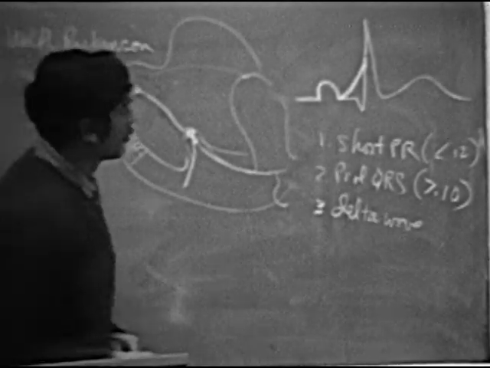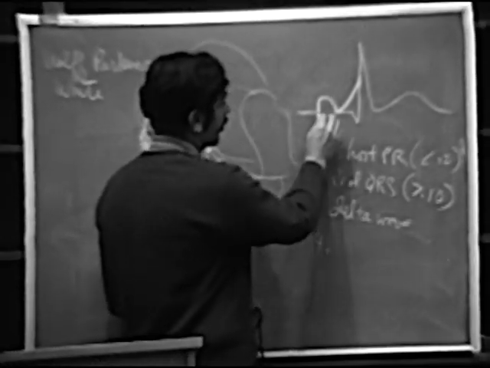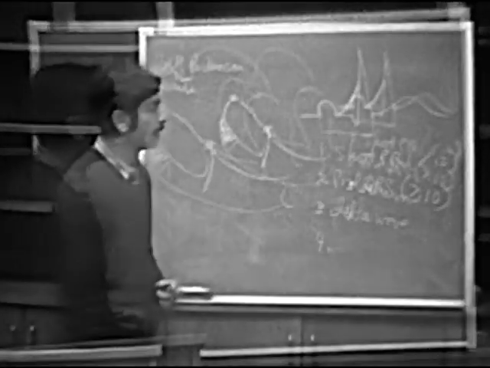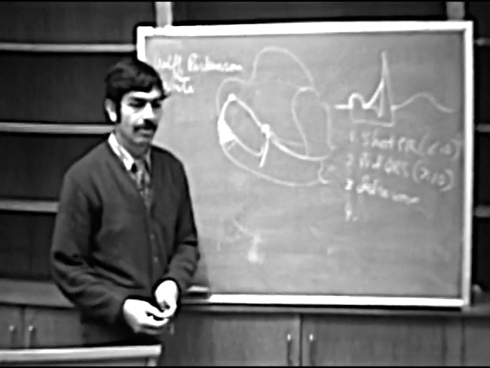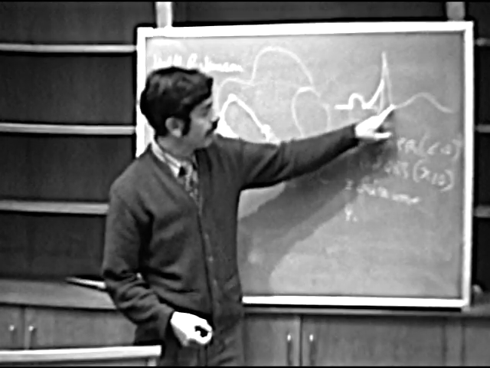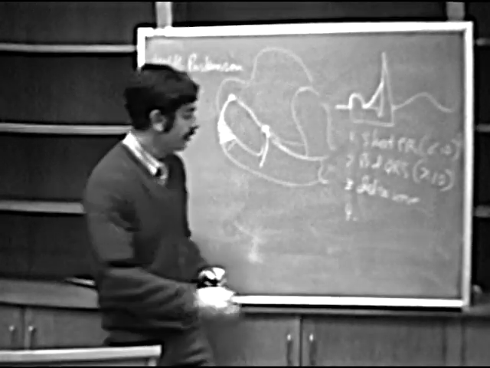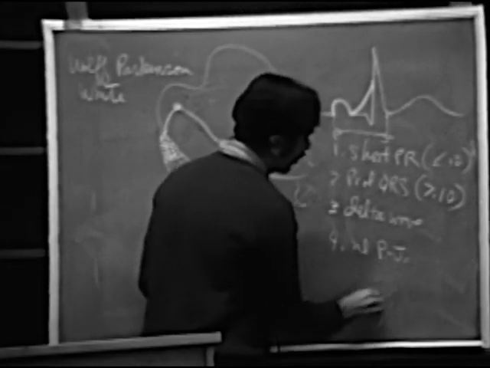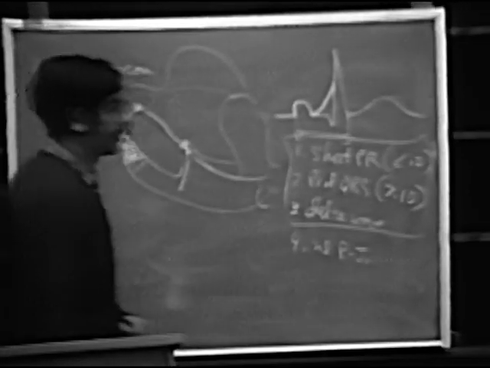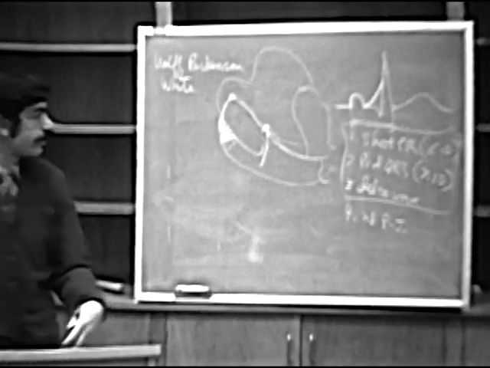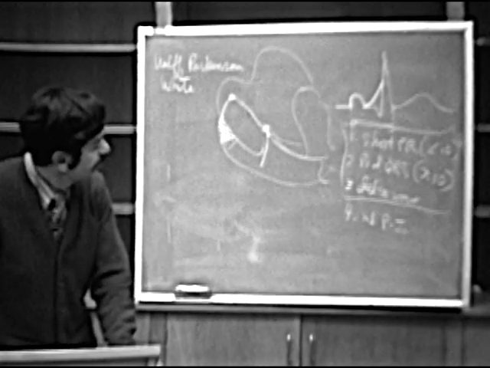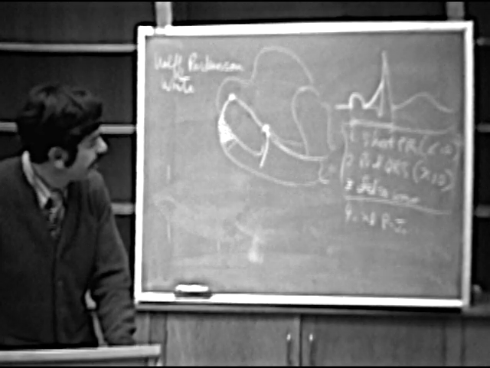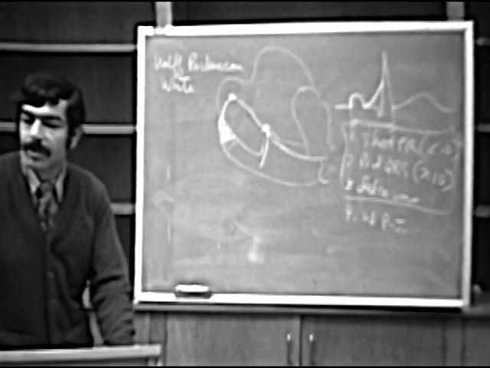Another criterion that some people use, I don't know how good it is, I'll list it anyhow, is that they say the PJ is normal. This is the J point here, at the end of the QRS, and they say that interval is normal. You can see there's no difference between that and a normal beat. So normal PJ. But these are your major criteria for Wolff-Parkinson-White. Any questions about the criteria?